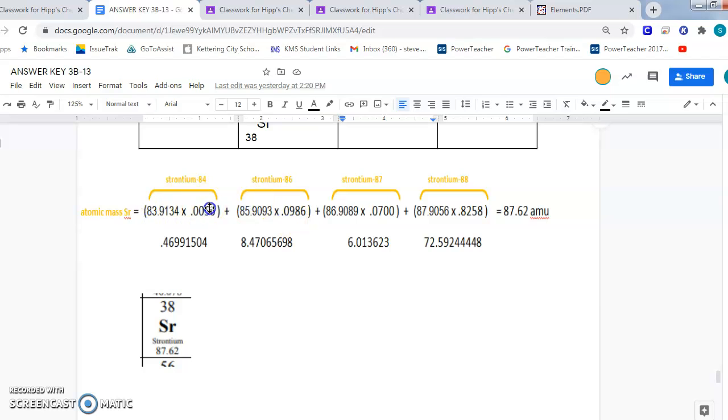Now you can just put this into your calculator using parentheses. Parentheses, that number times that number, parentheses, plus, parentheses, that number times that number, parentheses, plus, parentheses, that number times that number, parentheses, plus, parentheses, that number times that number, parentheses, equals 87.62 when we round it. Here I've shown you what each of these would come out to. So if you do this independently, it should be that. And if you add these numbers together, we would get 87.62.